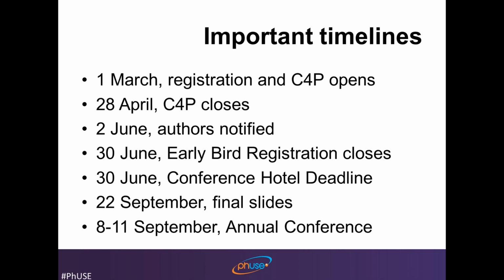All right, the most important timelines, and let me start with saying that that last line is a typo, which I'm very sorry for. That might be confusing, and I'll fix that in the slides that we put on the website. The conference is in October, 8 to 11 October. Starting on the top, 1st of March, that has passed. The registration for PhUSE is now open. The call for papers, C4P, is also open. That means that you can now submit your abstracts.